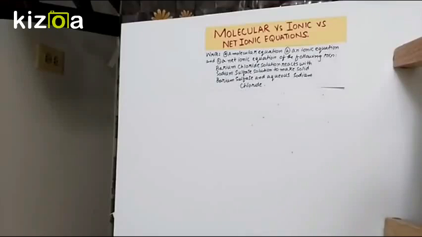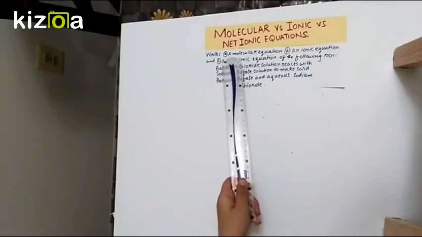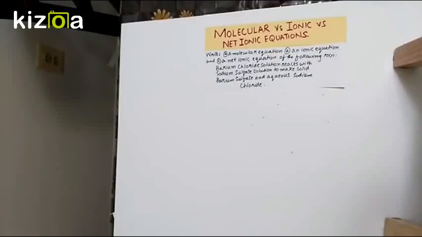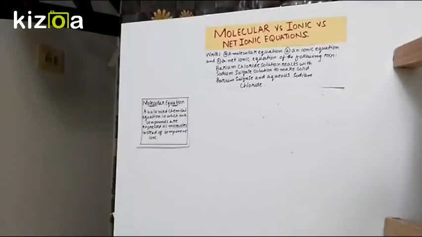Okay, so first, part A says write a molecular equation. So now it's time to see what it really means. The molecular equation is a balanced chemical equation in which ionic compounds are expressed as molecules instead of component ions. Now, what does that really mean?